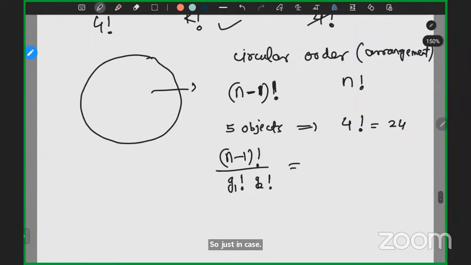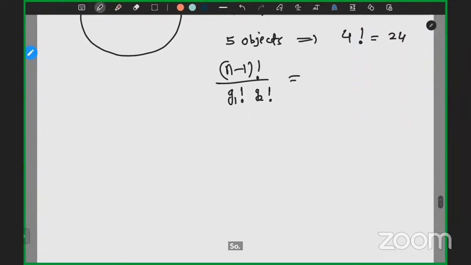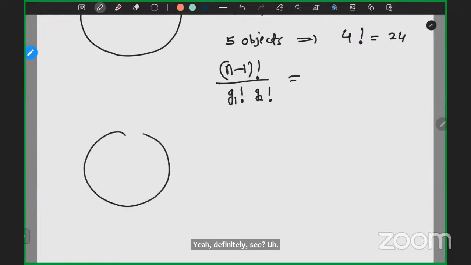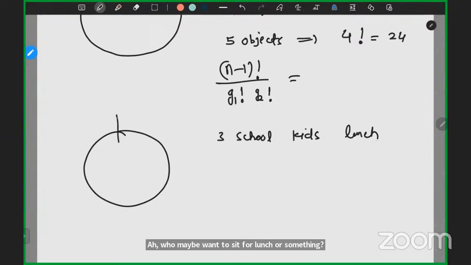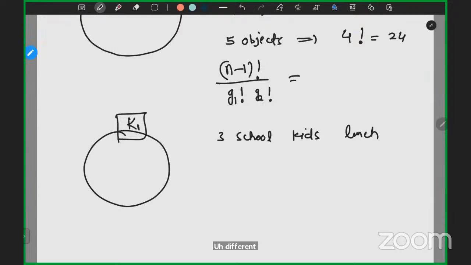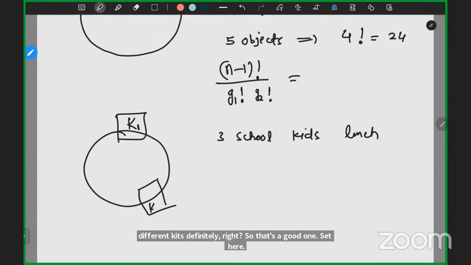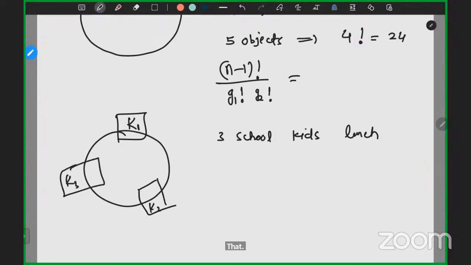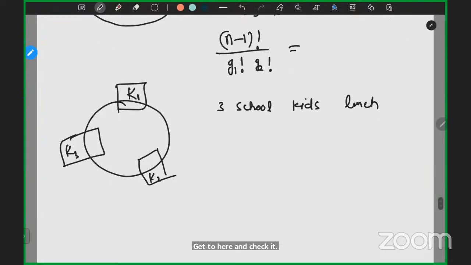Sir, can you give some example of circular order arrangement? Yeah, definitely. Let's say I have a circle and three school kids who want to sit for lunch at a circular table. Let's say different kids, definitely. Kid one sits here, kid two here, and kid three here.